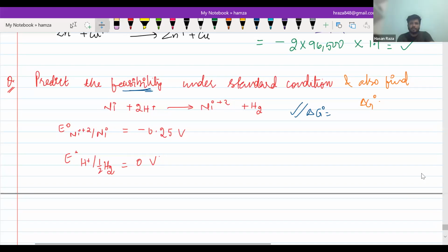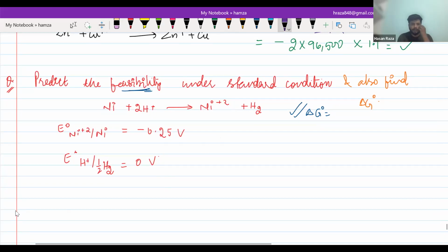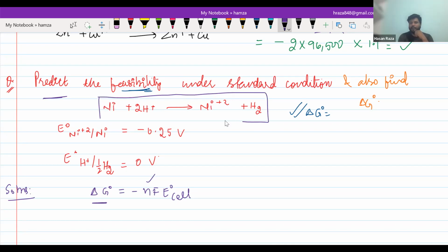The answer is so easy. We need to predict whether the cell is feasible or not. So you need to apply the formula delta G naught is equal to minus nFE naught cell, and we need to check the sign of delta G naught. And can you tell me the value of n, or number of electrons transferred from this reaction? Yes or no?